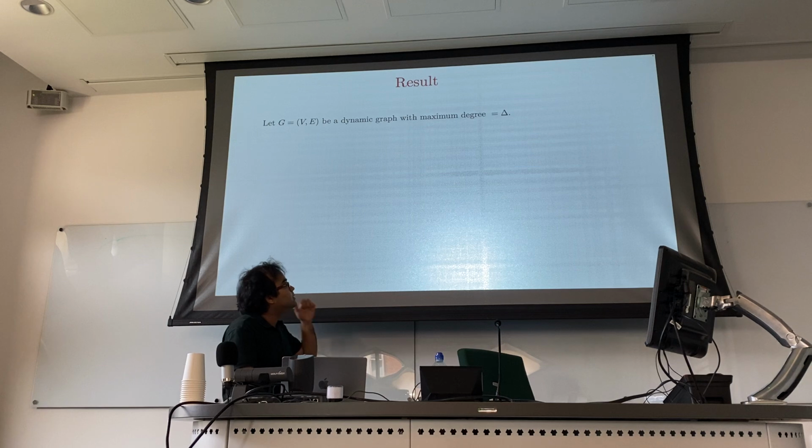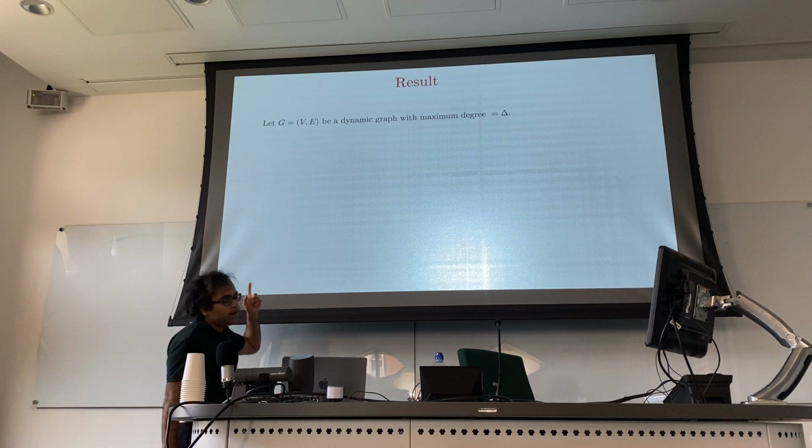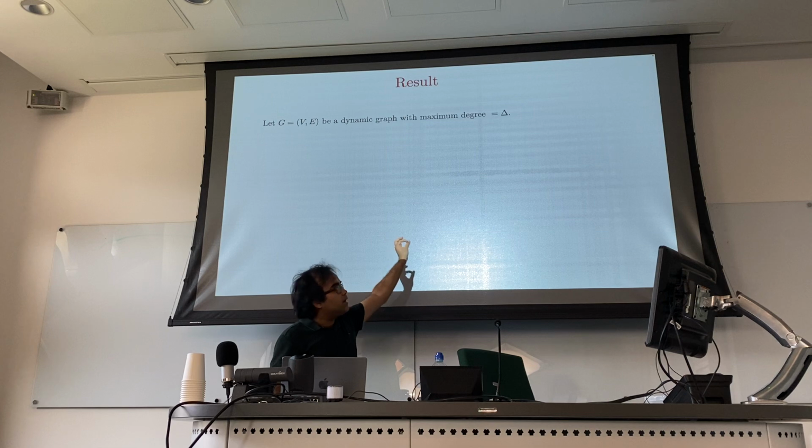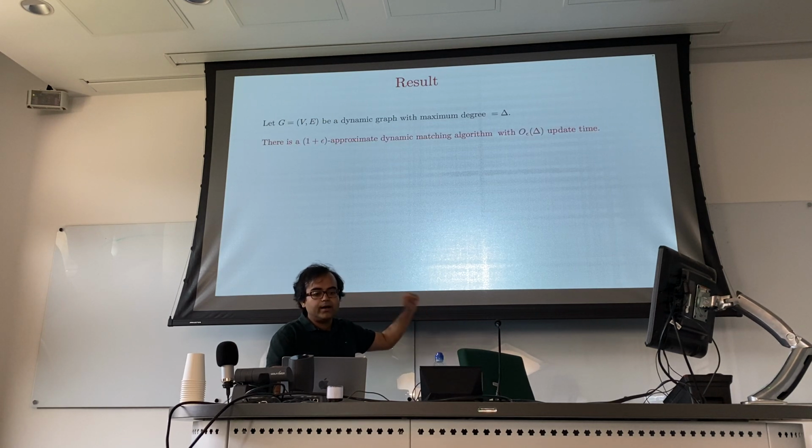The actual result is this. Consider a dynamic graph with maximum degree delta. What do I mean by that? Delta is some fixed parameter, and the dynamic graph always has maximum degree delta as it undergoes edge updates. Just assume it for now. In this setting, it's known how to get a 1 plus epsilon approximation in order delta update time. This trivially implies an order n update time algorithm because delta can be at most n always.